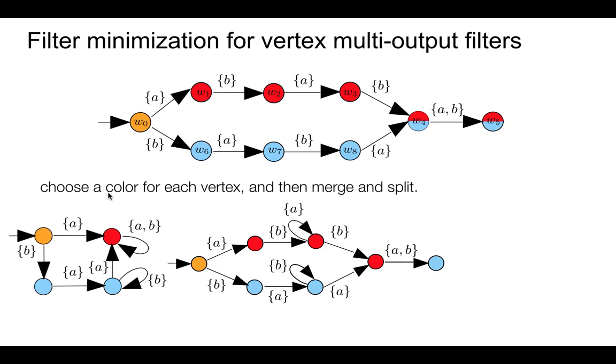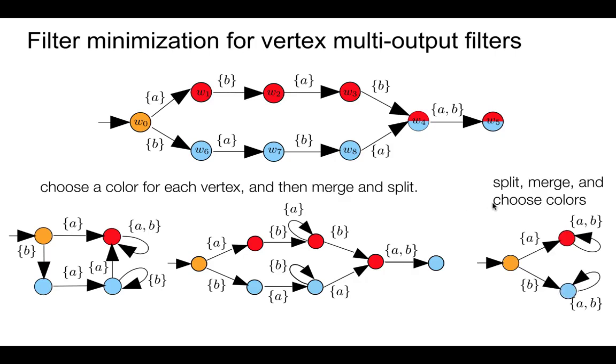If you choose the color for each vertex first, then the best filter you can get has at least 4 states. But the minimizer has only 3 states. It is obtained by merging and splits, and then color selection. So the algorithm must make decisions about the color selection together with merging and splits.